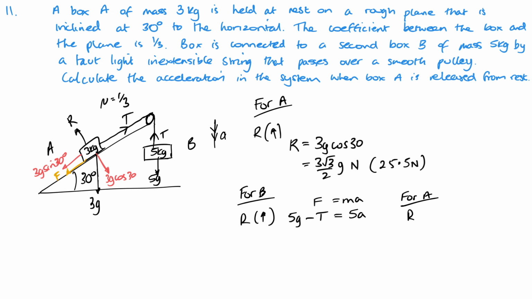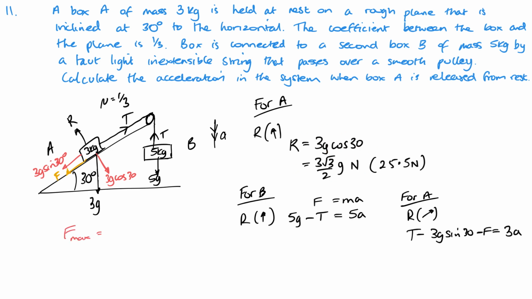And we want to resolve this now parallel to the slope. So we know T is the larger value there, so T minus my 3G sine 30 minus F, which is my friction, and then multiplied by, equals MA, so that is 3A. So I've ended up with two equations, but at the moment I've got three unknowns, haven't I? I've got T and A, but I've also got this F. But I can work out F because we have R.